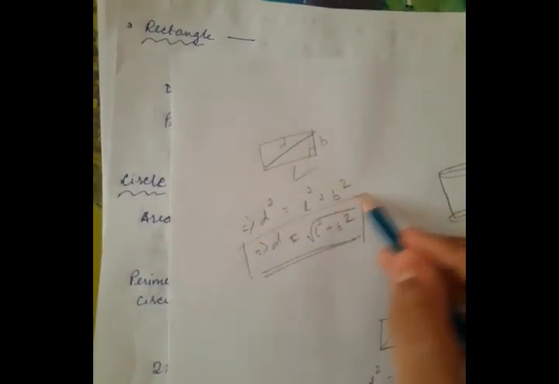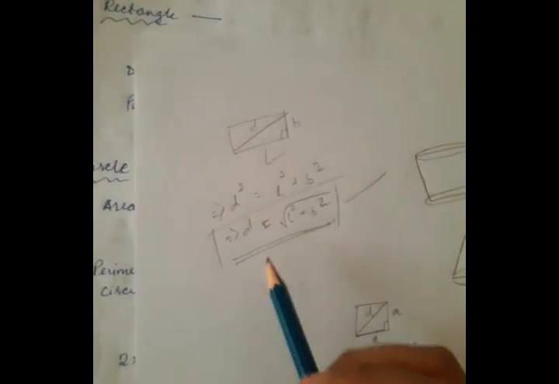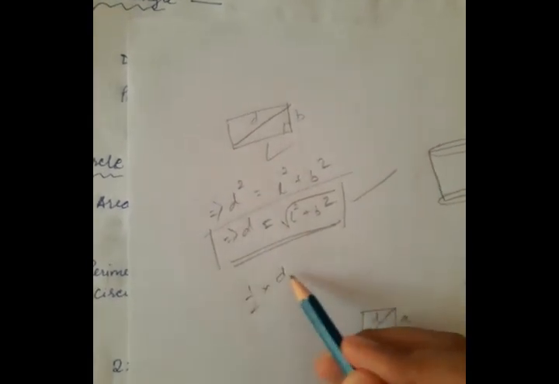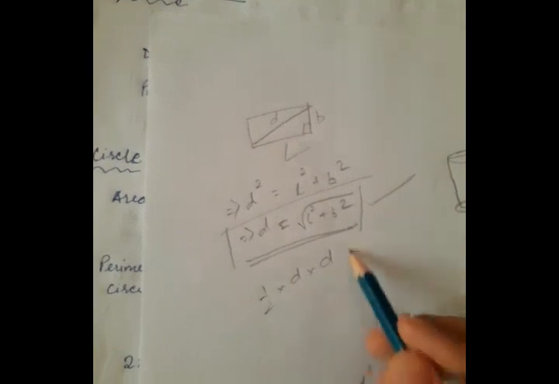Never ever try to find the diagonal of a rectangle by half into d. This is wrong. Completely wrong. This is not a formula.